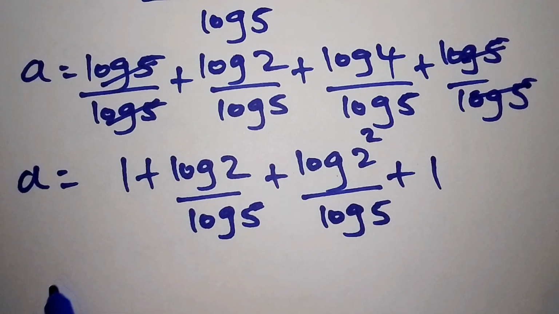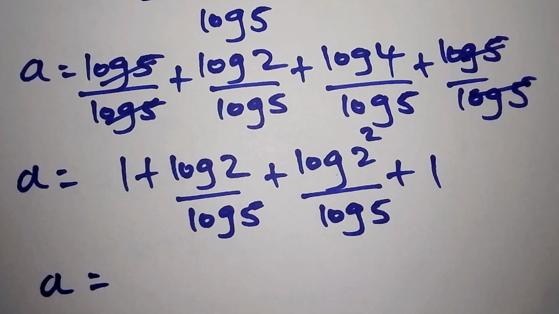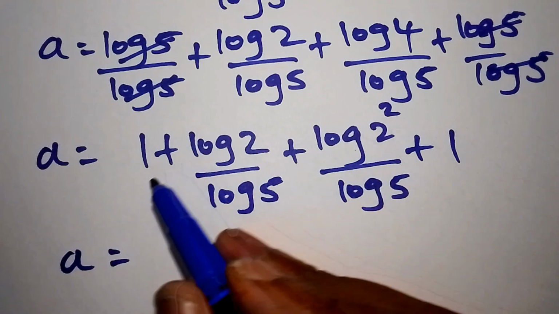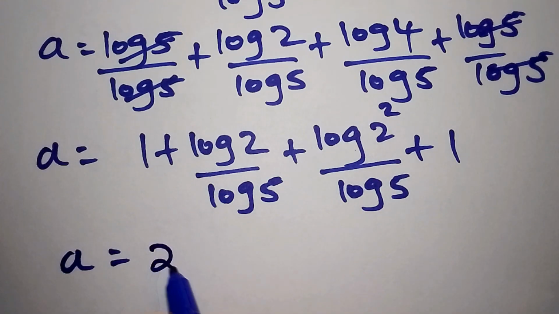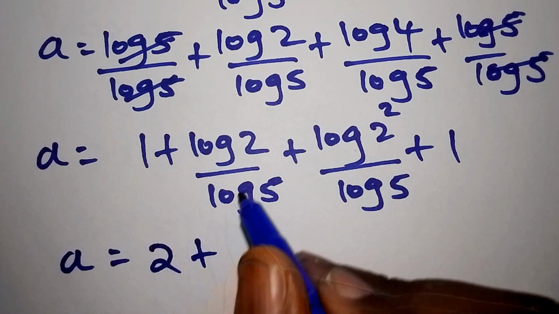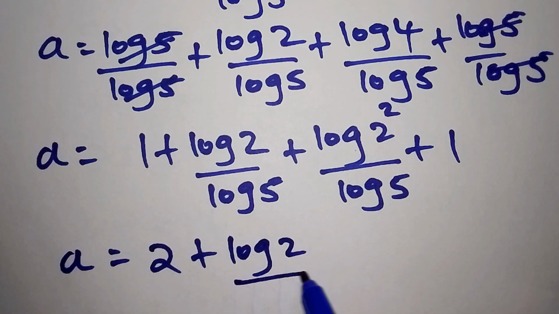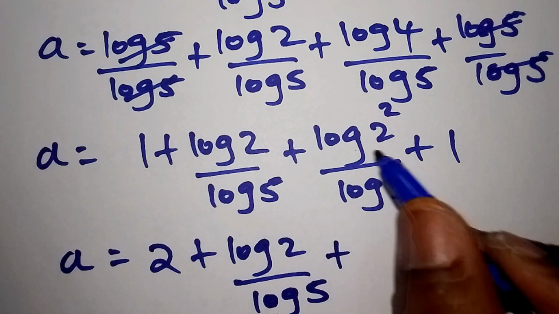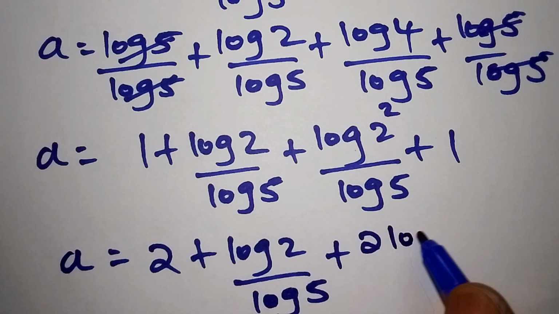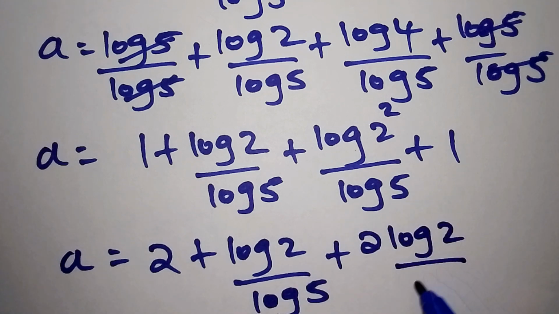So a now is equal to, so we shall say that 1 plus 1 is 2, so now we shall have 2, then plus, in this case we still have the log of 2 all over the log of 5, then plus, so here now we shall have 2 times the log of 2, all over the log of 5.